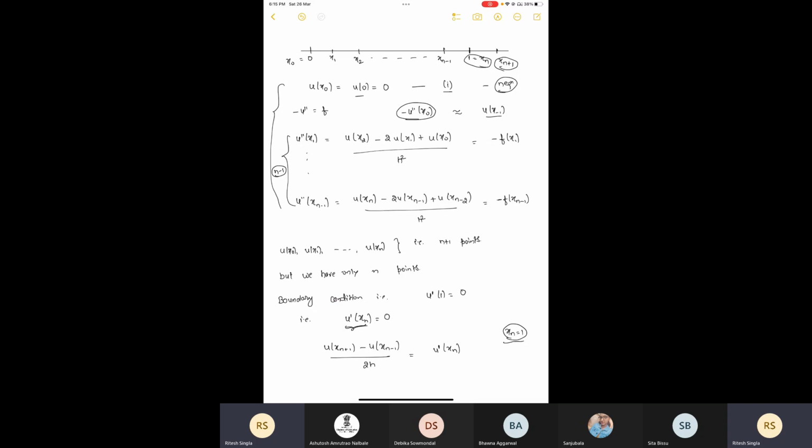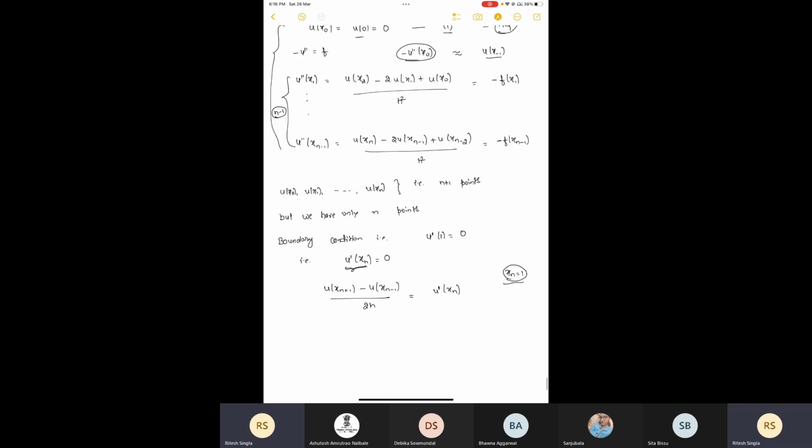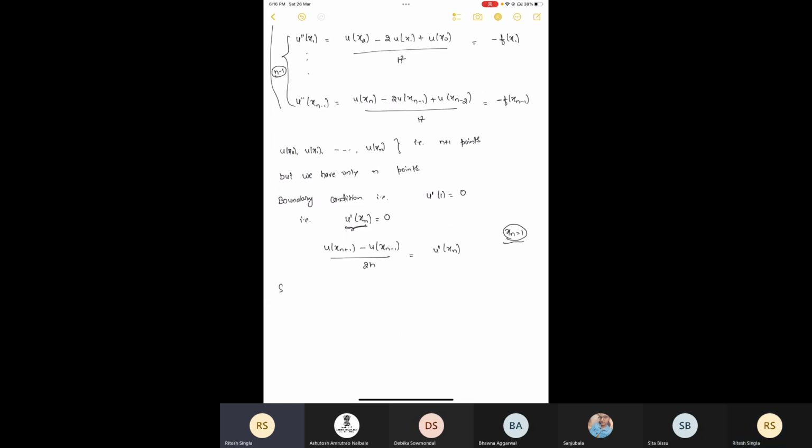Because if I say it is 0, it is 1 by n, it is 2 by n, then it is n minus 1 by n, it is n by n which is 1, then it will be some n plus 1 by n, right? But our domain omega was 0 comma 1. So what we will do here, add an imaginary node x of n plus 1 in the domain.